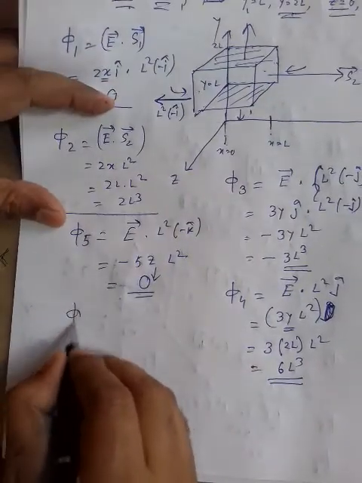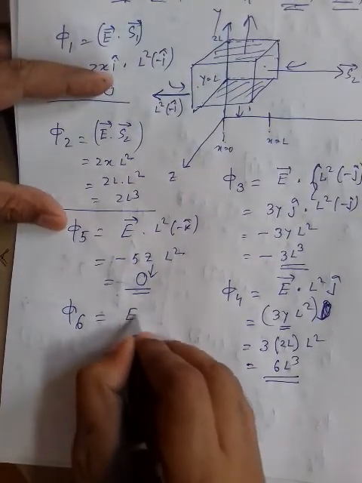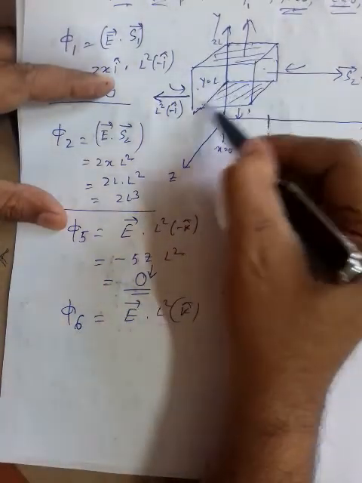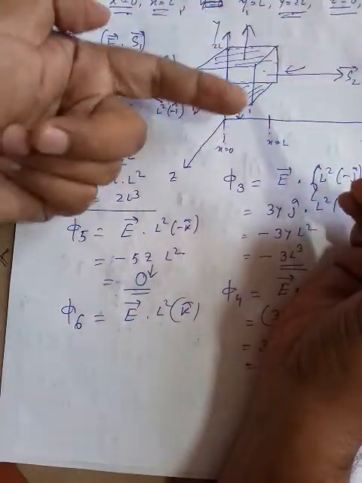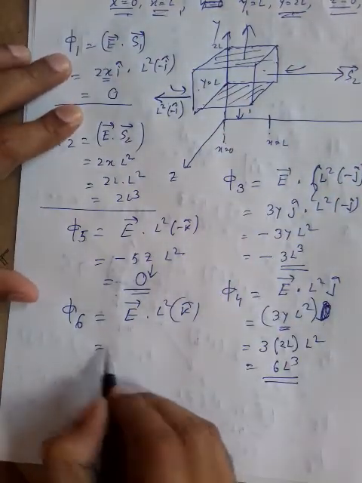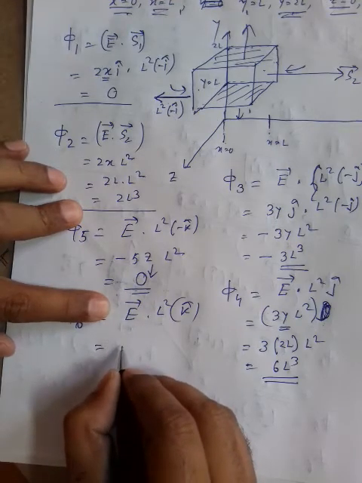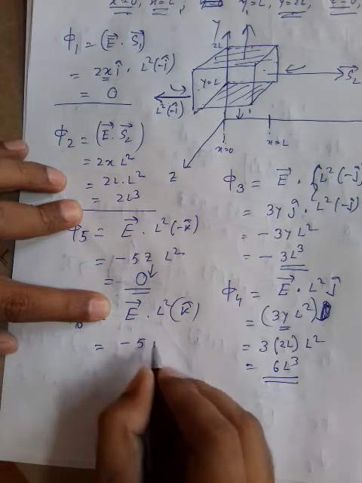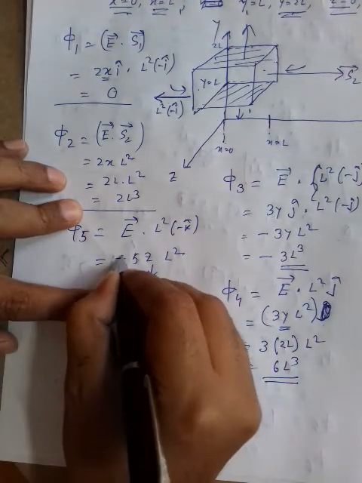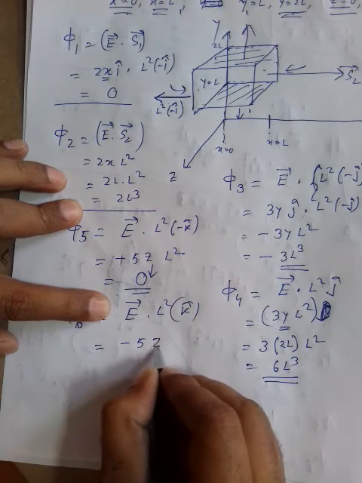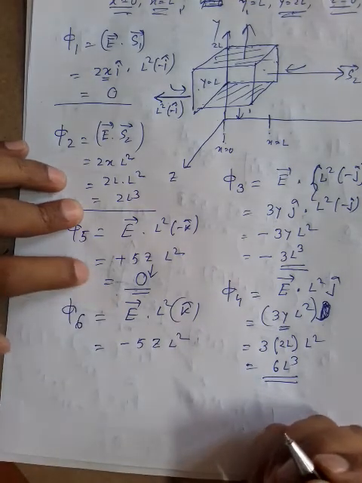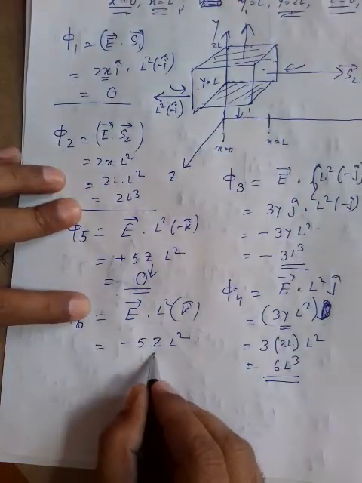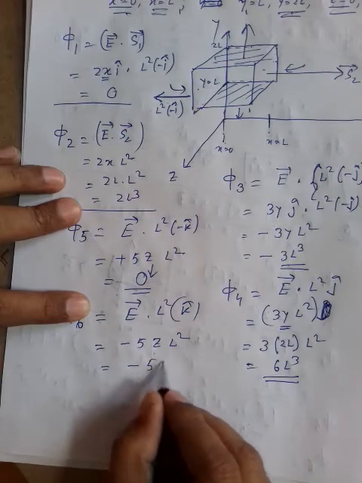The last surface, flux on the sixth surface, it is E dot L square k cap, because the last surface is the front surface. If you consider the front surface, meaning this one, the area is in the front direction. So in that way, if you put the value, E after the dot product is minus 5z L square. In this surface, z equal to what? Written in the question, L. So z equal to L, if you write, it is minus 5L cube.